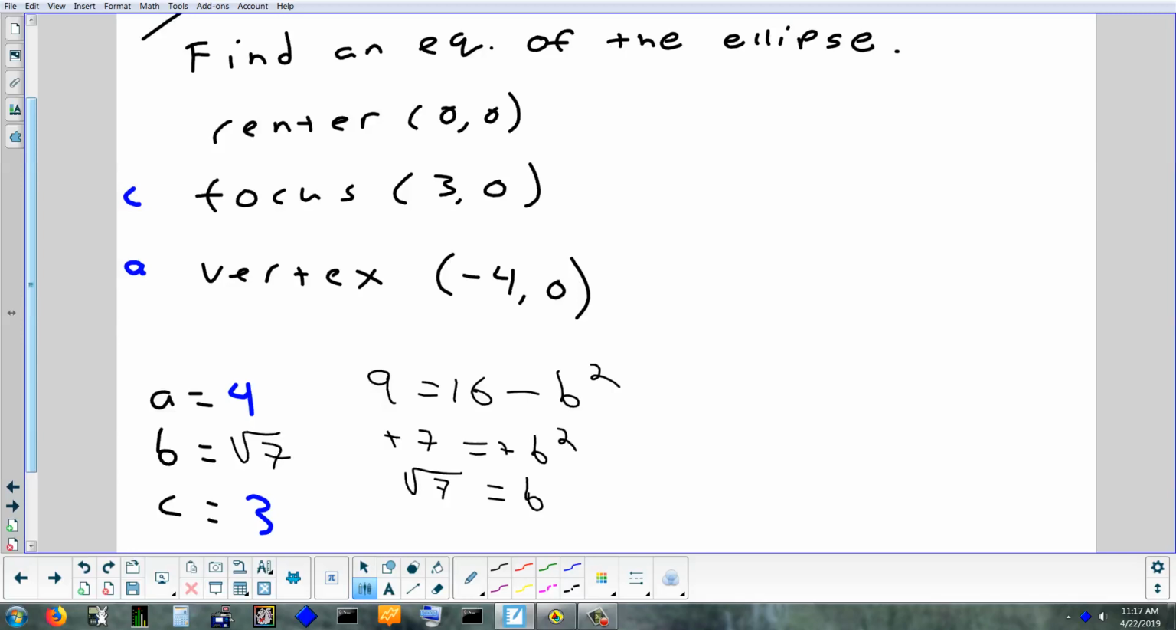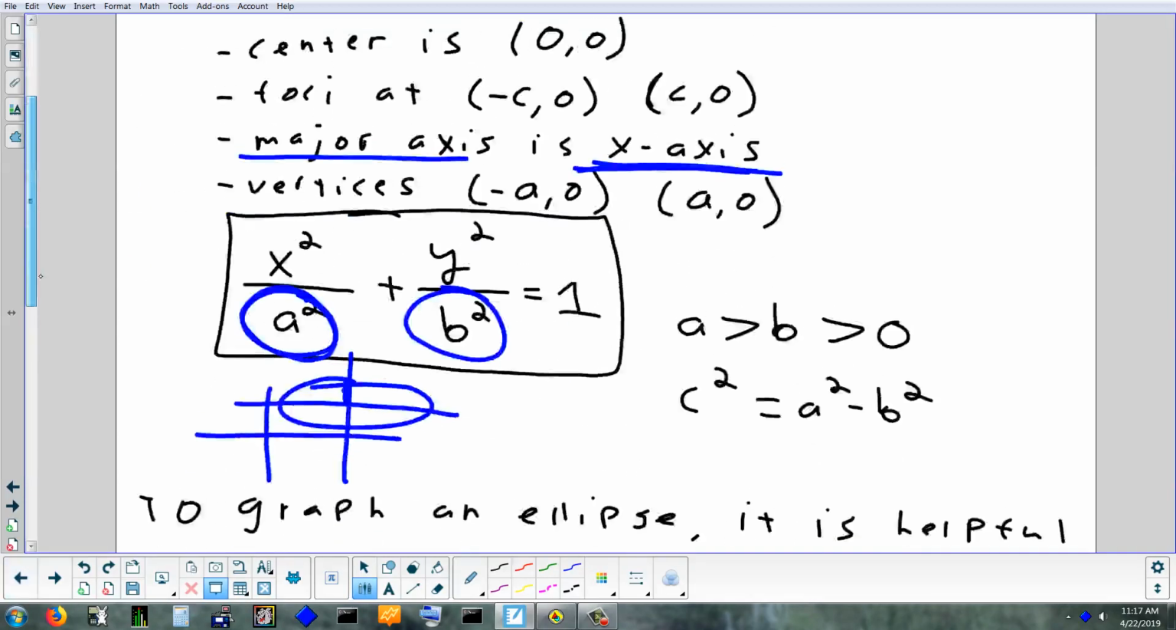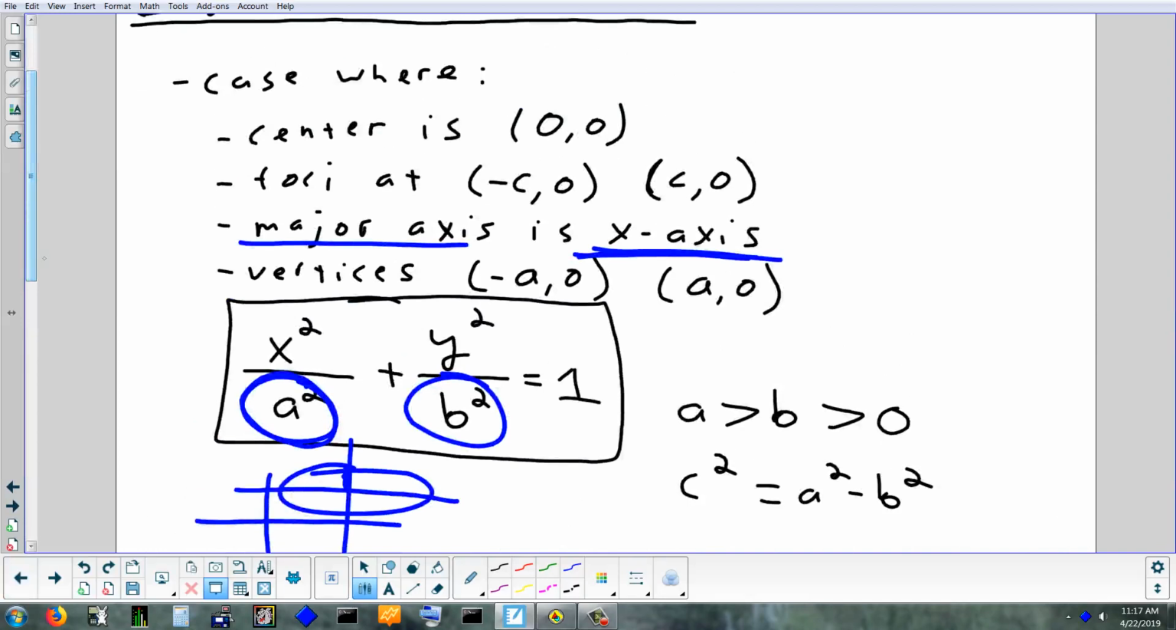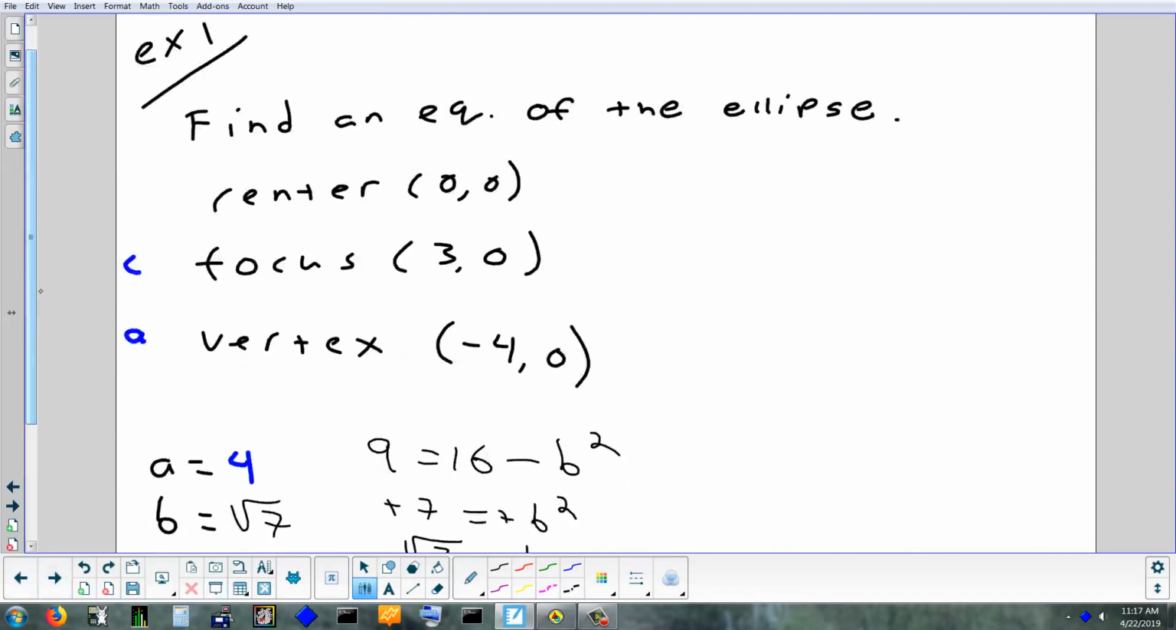B. Now at this point, you'd normally have to decide, is this going to be the equation where the major axis goes left and right, or up and down? Well, this is the only equation I've really shown you so far. So it's going to be this one. But if you did have to decide, graph the focus and the vertex and see how they line up. Do they line up horizontal or do they line up vertical?